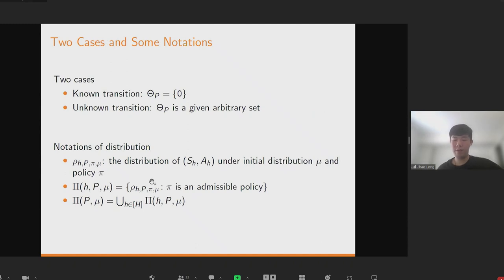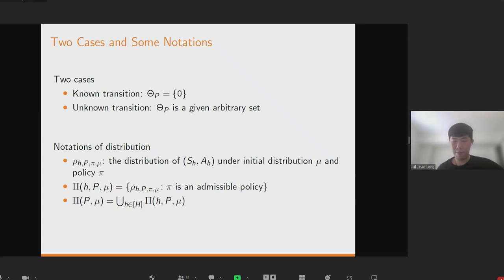In our paper, we considered two cases. One is a simple case called the known transition case, in which we know the transition probability, and hence the index set of the transition probability only contains zero. Another case is a general case in which we don't know the transition probability, and the index set is a general set. Due to time limitations, I can only discuss the known transition case today, and you can find the results of the general case in our paper.